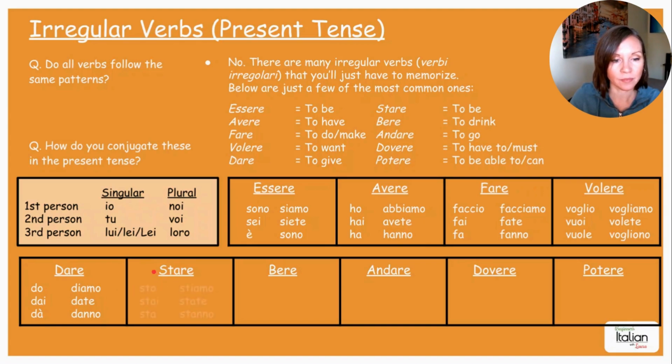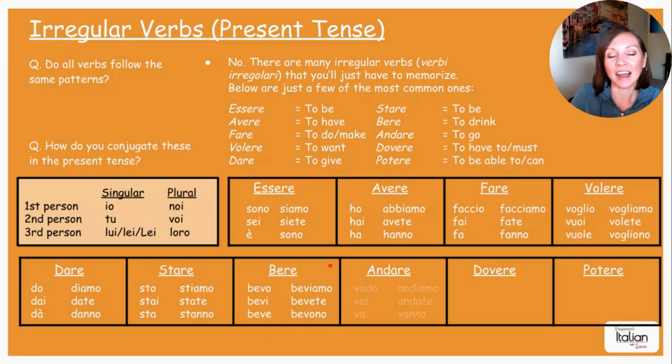Stare. Sto, stai, sta, stiamo, state, stanno. Bere. Bevo, bevi, beve, beviamo, bevete, bevono. This is very different, very, very irregular.